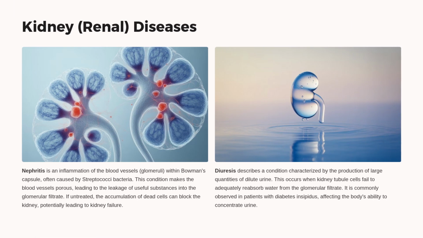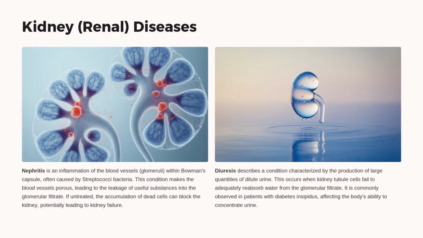Kidney, renal diseases. Nephritis is an inflammation of the blood vessels, glomeruli, within Bowman's capsule, often caused by Streptococci bacteria. This condition makes the blood vessels porous, leading to the leakage of useful substances into the glomerular filtrate. If untreated, the accumulation of dead cells can block the kidney, potentially leading to kidney failure.